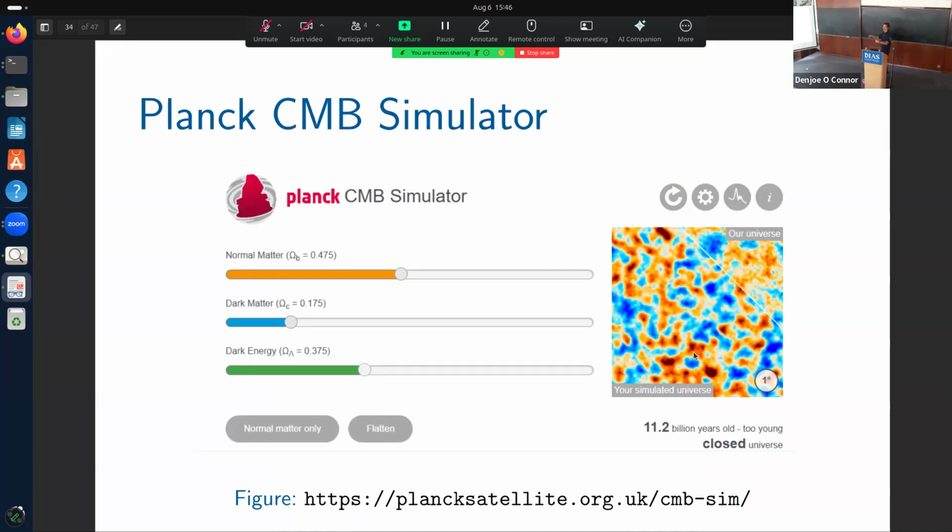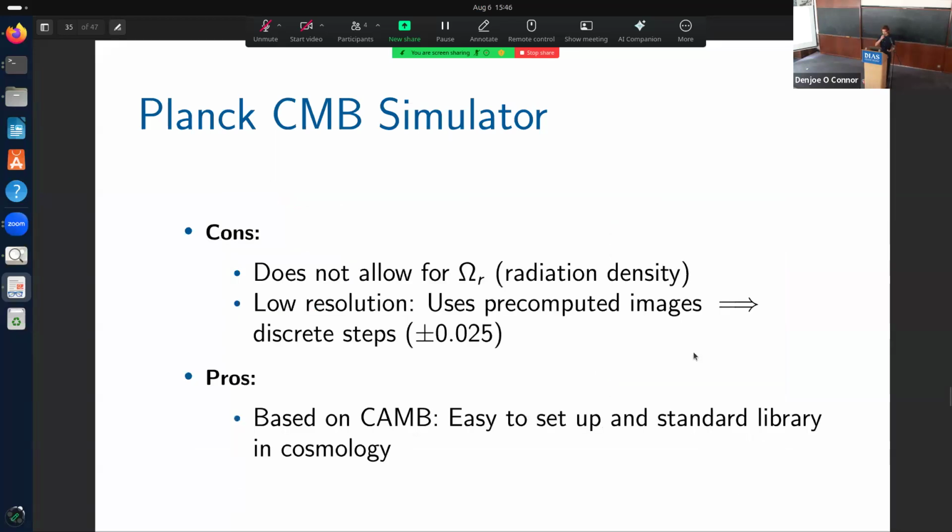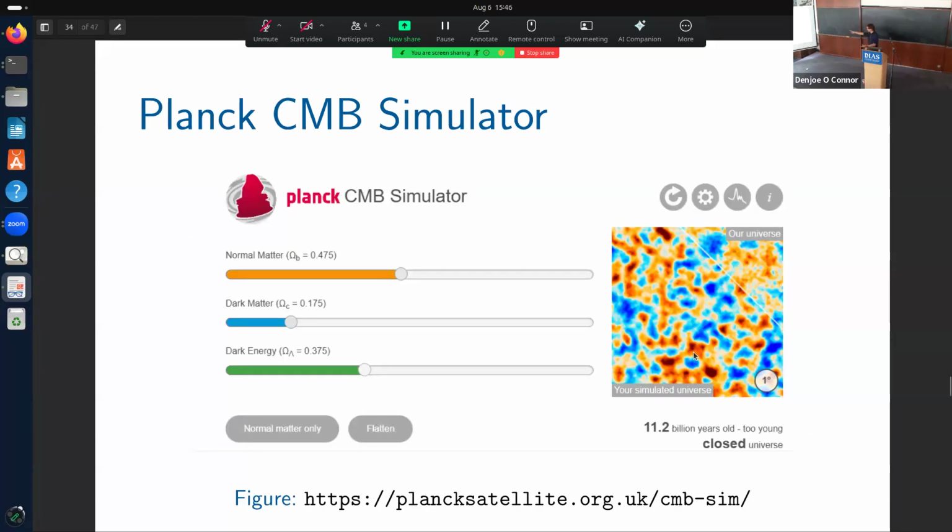The Very Planck Consortium came up with this tool that you can use to do exactly that, which is a little disappointing, but it comes with its shortcomings. First of all, I would note there's no omega radiation, so we cannot vary radiation. That's something that we can improve.